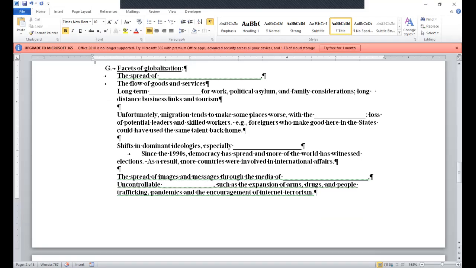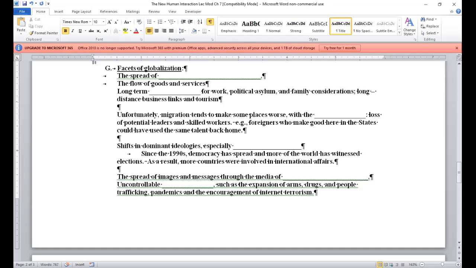When we talk about globalization, what I want you to know is that this is basically the spread of ideas, technologies, crime, and diseases, right? Don't we know that with the pandemic? The flow of goods and services, long-term migration for work, political asylum, and family considerations, long-distance business links, and tourism. Your lab this week will deal with that, with the political asylum aspect.